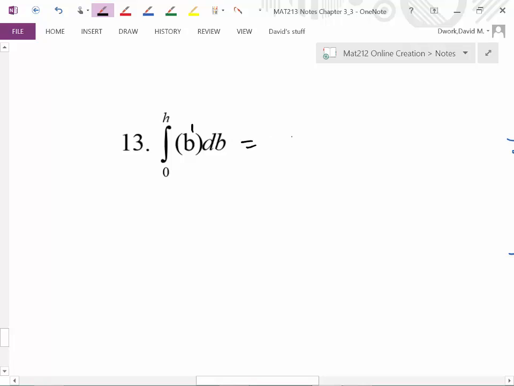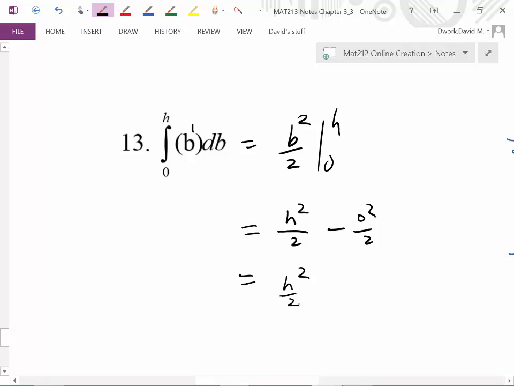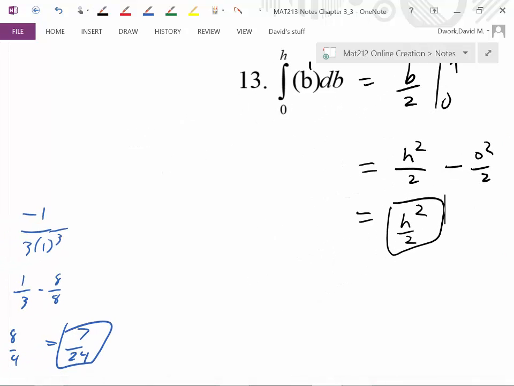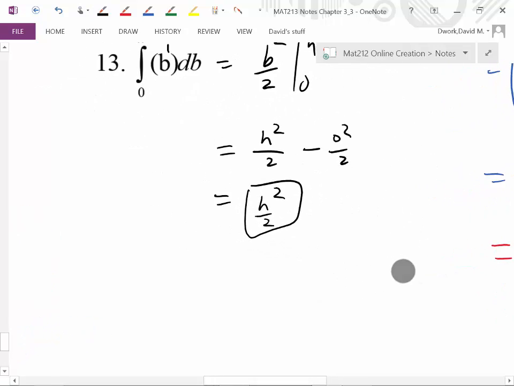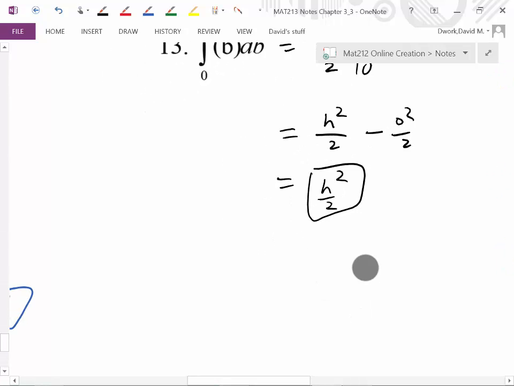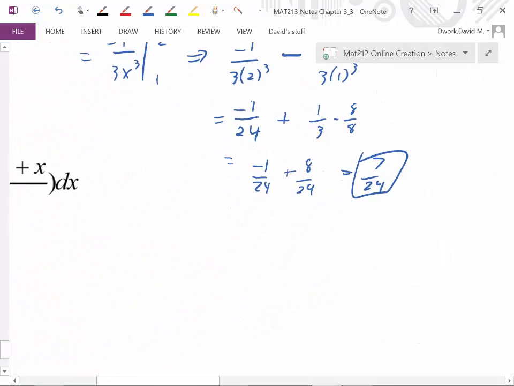So therefore, the integration of this would be b squared divided by 2, going from 0 to h. So this is going to be h squared divided by 2 minus 0 squared divided by 2. So therefore, we just have h squared divided by 2. There's our answer. All right, not too bad. We'll watch out for little things like that. They catch you every once in a while.